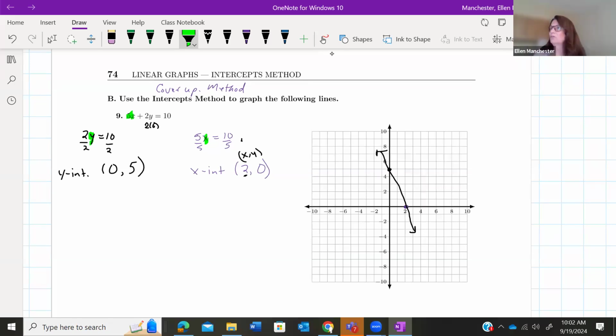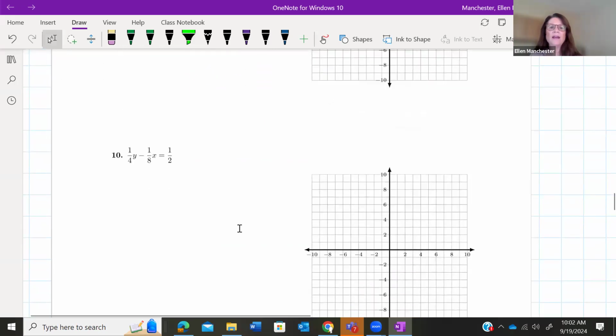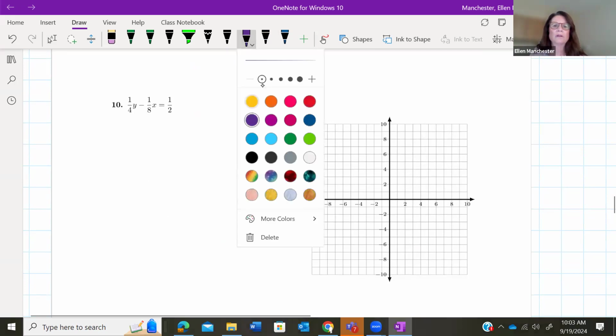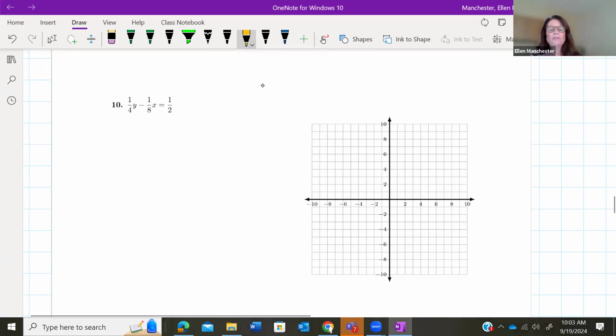Okay, so just a quick review. All right, so now let's jump in. You have all the tools you need to graph this. Because the minute I see fractions, I go, I don't want to deal with fractions. So remember that whole idea of eliminating the fraction.